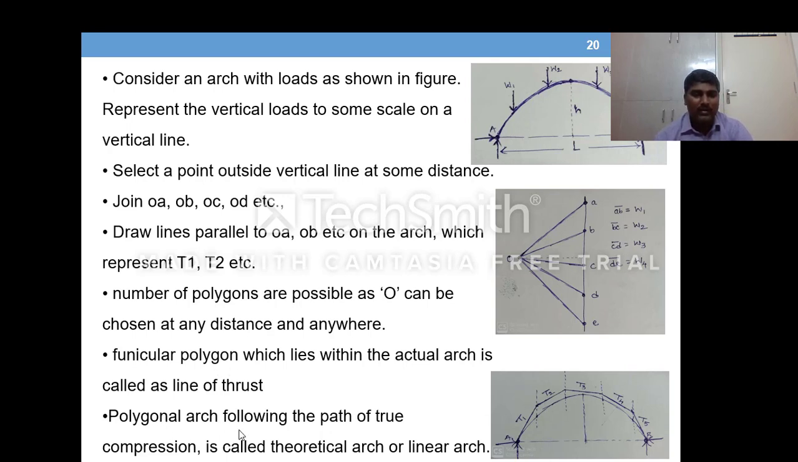So the polygonal arch following the path of the true compression is called the theoretical arch, the other way called the linear arch. Okay, so this is the elastic theory of arches.